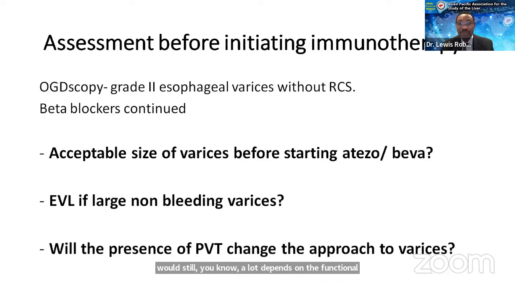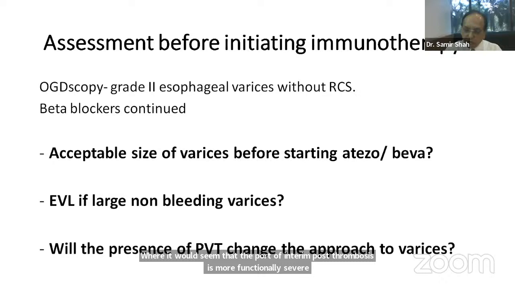Sometimes you band, the varices become deflated and scarred down, but there are patients for whom you band, you come back, there's still varices, you band, you come back, there's still varices. I would be very concerned in that circumstance, where it would seem that the portal vein thrombosis is more functionally severe. Would you start off with a lower dose of bevacizumab in patients who have portal vein thrombosis?